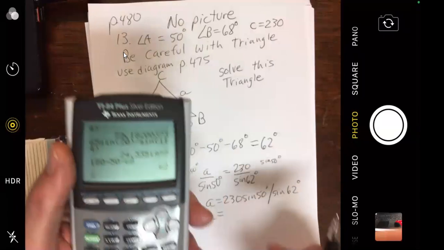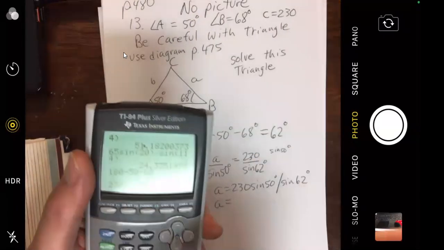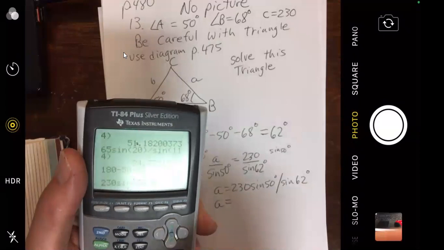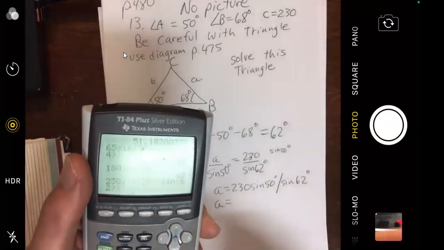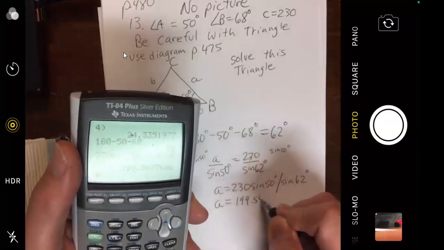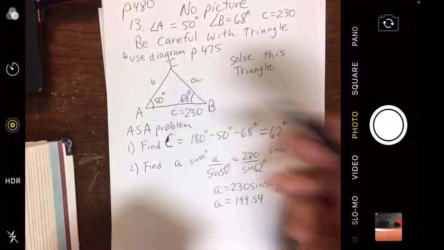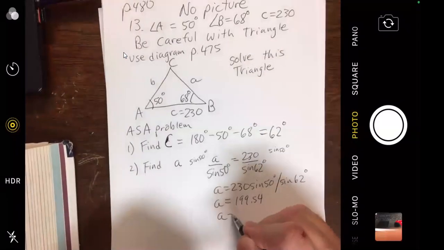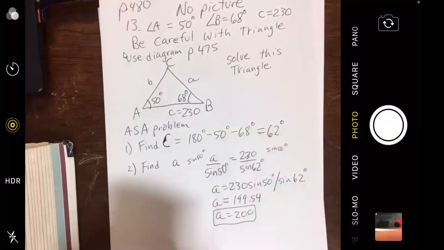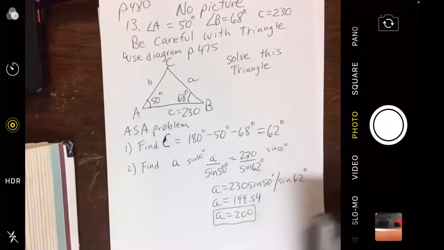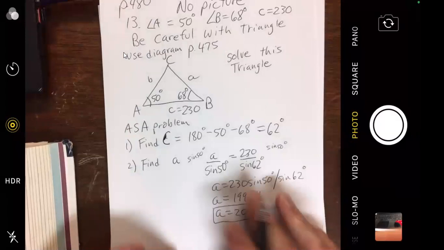Sine 50, sine 62, 199.54. Everything seems to be integer precision. I guess we'll call that 200. Again, if you left it 199.4, it's not going to matter, they're both correct.